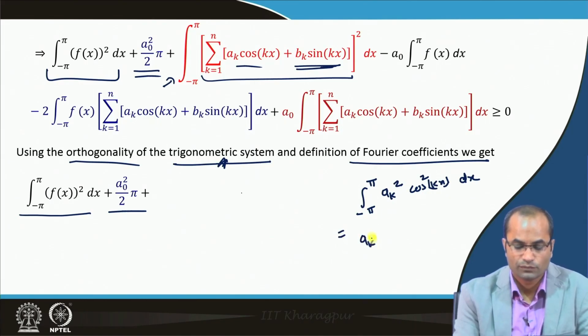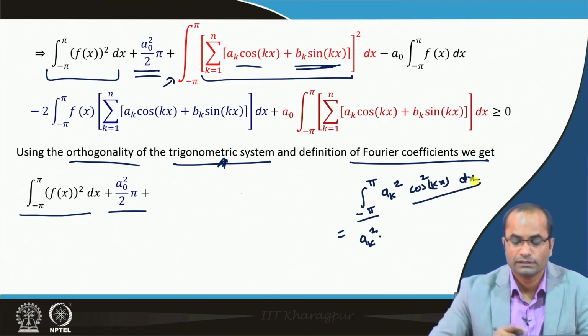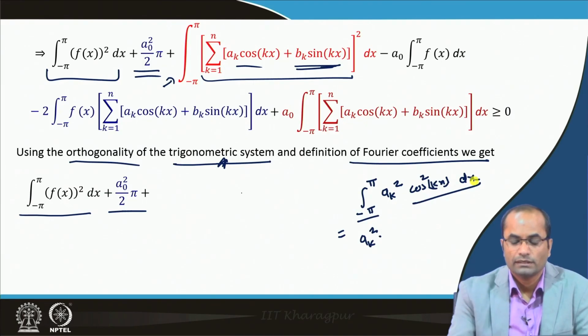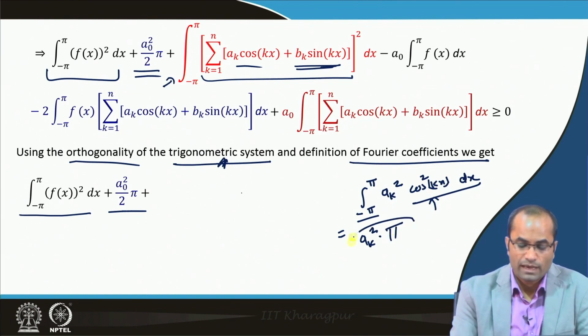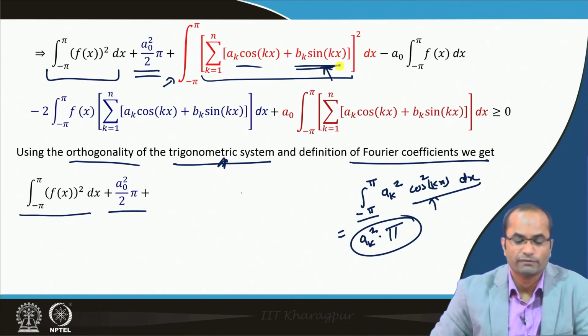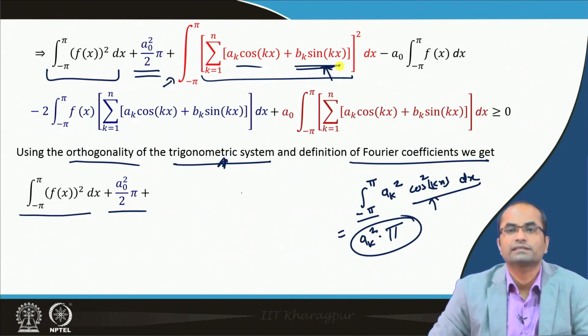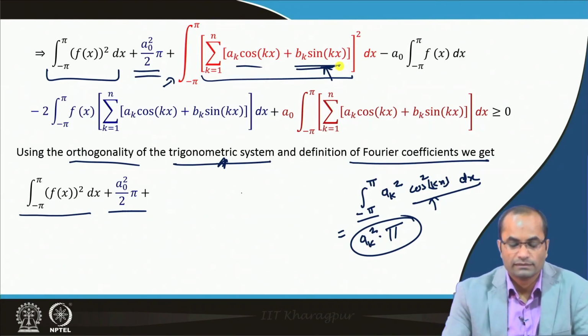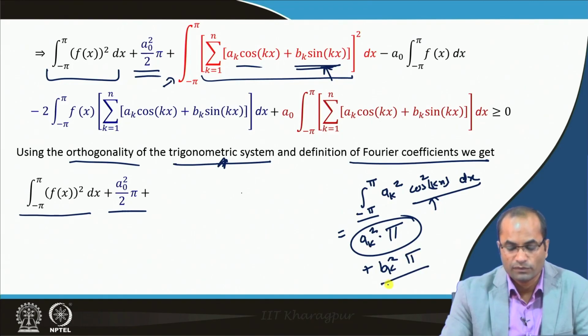So, we have a_k square, and if you remember in the trigonometric system, when the function is from the same family, the same function multiplied two times, the value was pi. So, we have here pi a_k square, and similarly from the second square, b_k square sin square k x, there also we will get a similar term, that means b_k square, and again this pi will be coming.